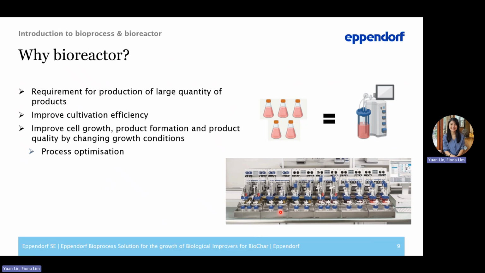So potentially, if you are looking to increase the quantity of bacterial culture, a bioreactor could be of relevance, and it could potentially help you to generate a higher amount of cells within the bioreactor in comparison to shake flask. It also improves the cultivation efficiency to help you improve the cell growth and then further on improve the yield of the product that's coming out of the cell. So it improves cell growth, product formation, product quality by changing the growth condition.